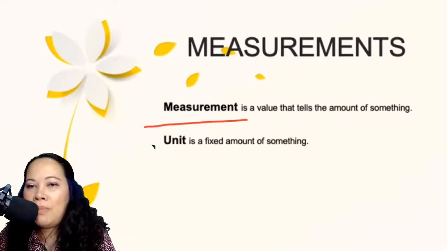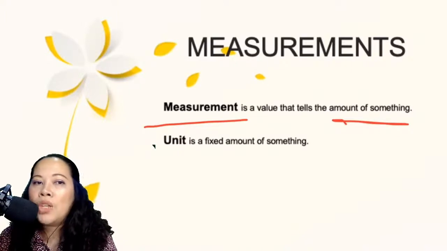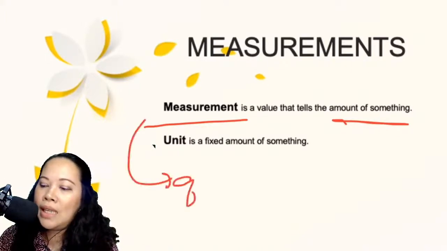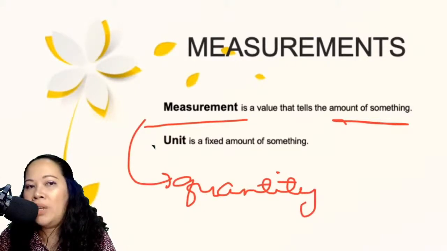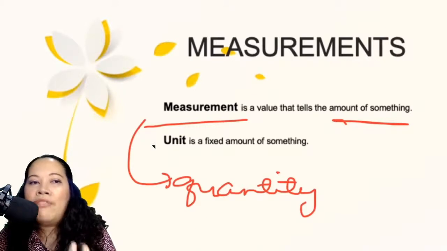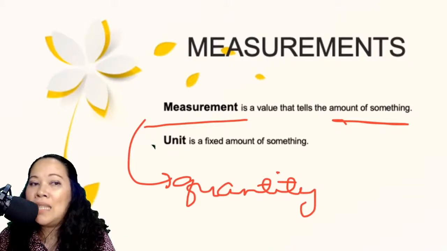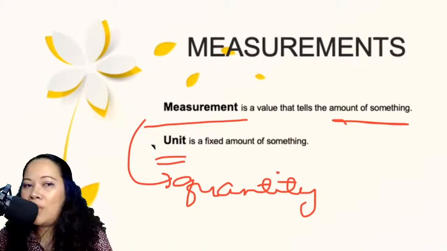Okay, so a measurement is a value that tells the amount of something. A measurement has a quantity and a unit. For example, if you say 5 centimeters, it is a measurement. It has a quantity, which is 5, and the unit is centimeters. A unit is a fixed amount of something.